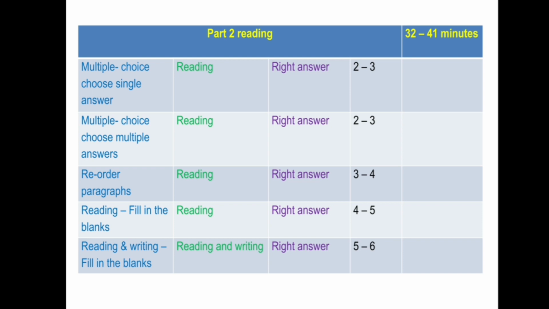And the last item of reading is reading and writing, fill in the blanks with a drop down box. There 2 skills are being assessed, reading and writing. For both reading and writing, you are given a score if your answers are correct. And you will face 5 to 6 items in your exam, minimum 5 items or maximum 6.